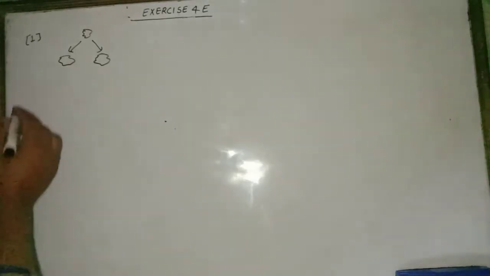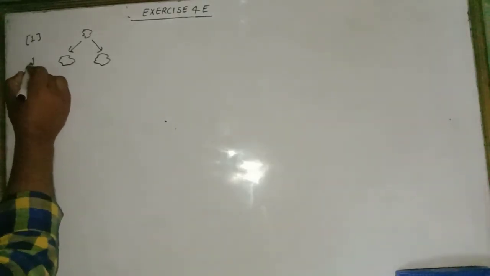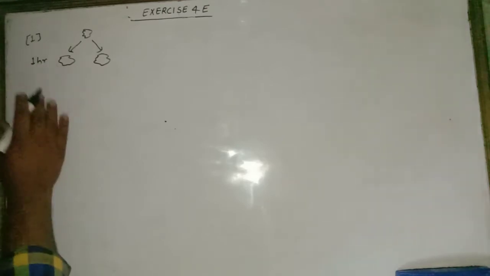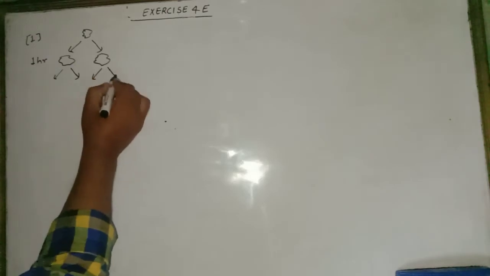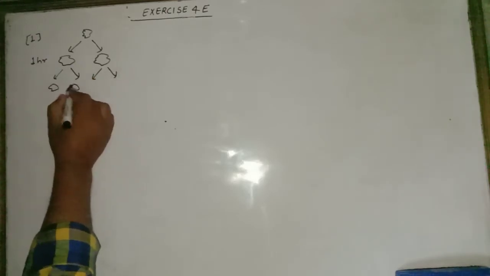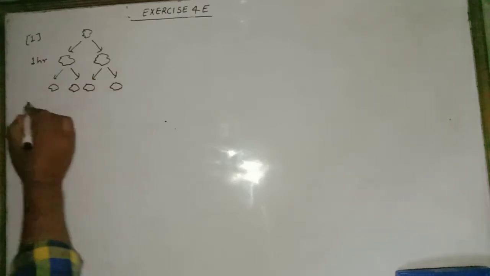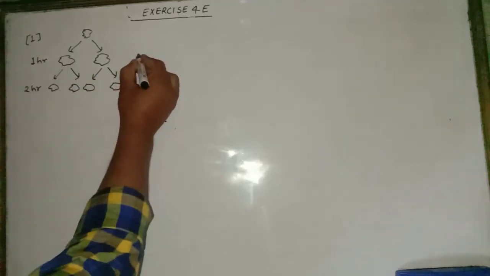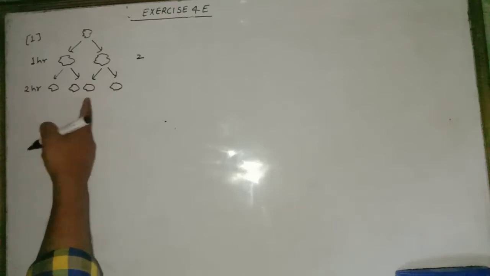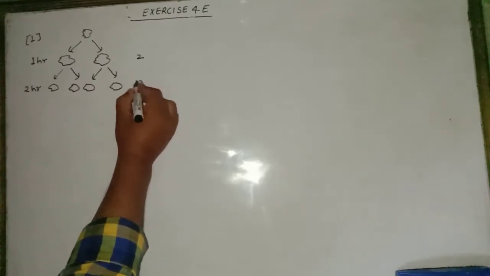You can see in the first hour it will be divided into two cells. In the second hour it will be divided like this into four cells: 1, 2, 3, 4. This is in the second hour. Here you can see in the first hour it is 2, in the second hour it is 4, which means we can write it as 2 to the power 2.